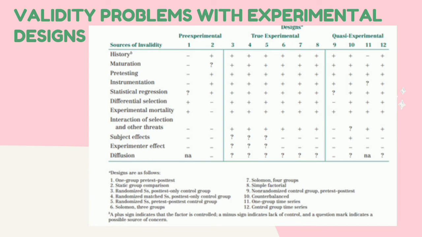Validity problems with experimental designs. So here is the summary of some sources of invalidity in the one variable experimental designs, whether the factor is controlled or lacks control. Numbers 1 to 12 are the designs that we have learned, and the names of the designs are listed at the bottom of the table. I also provide more information, especially about quasi-experimental designs. You can check it in the description box.